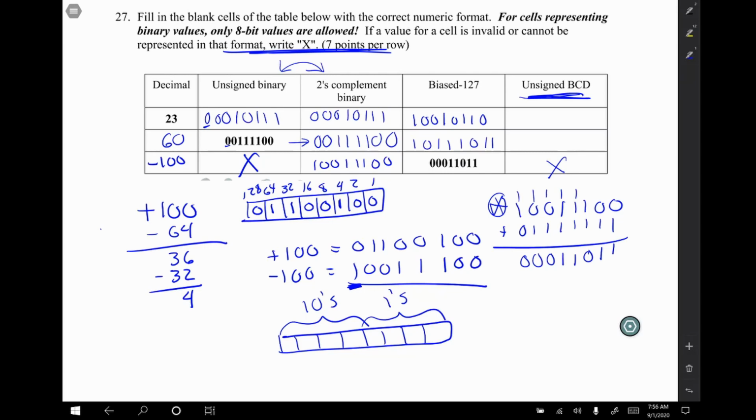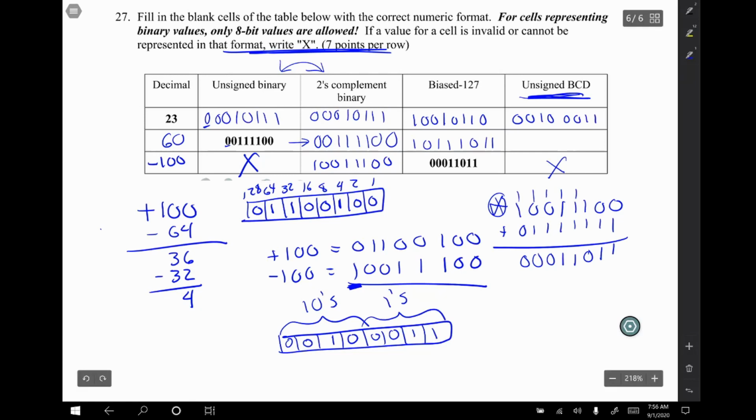But what do we have for 23? Well, for 23, in the tens place, we have 2 tens, right? So there's going to be 0, 0, 1, 0. 3, there's going to be 3 ones. So we have 0, 0, 1, 1. And so our unsigned BCD value for 23 is 0, 0, 1, 0, 0, 0, 1, 1.